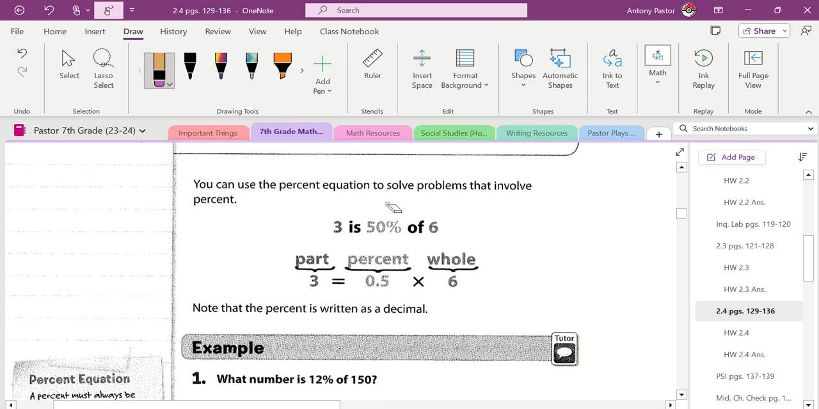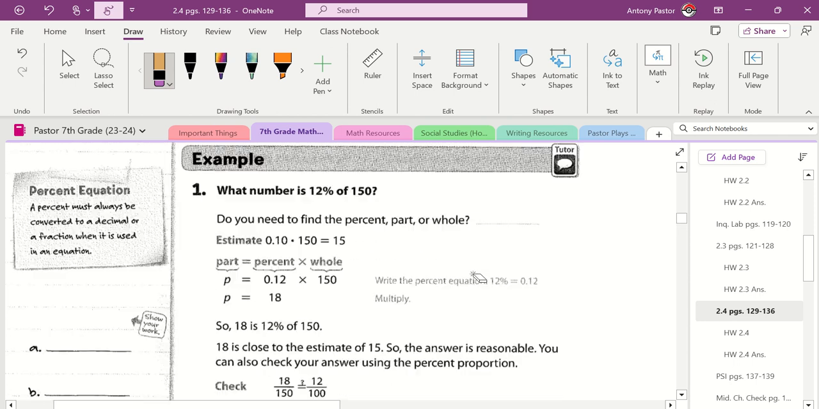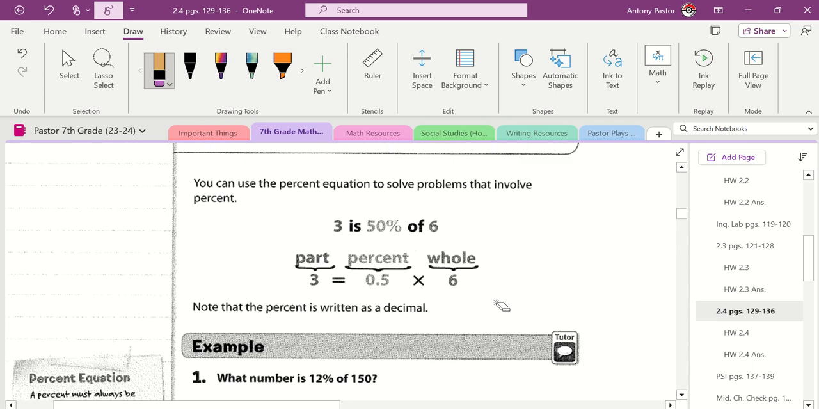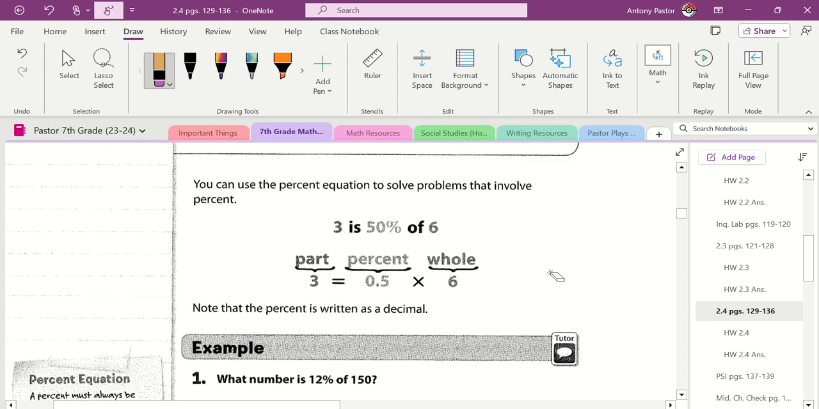You can use the percent equation to solve problems that involve percent. 3 is 50% of 6. Part is 3. We would turn the percent down to a decimal, 0.5. Whole is 6. Now, let's do some examples here, but we're only going to look at the example, not the steps just yet.